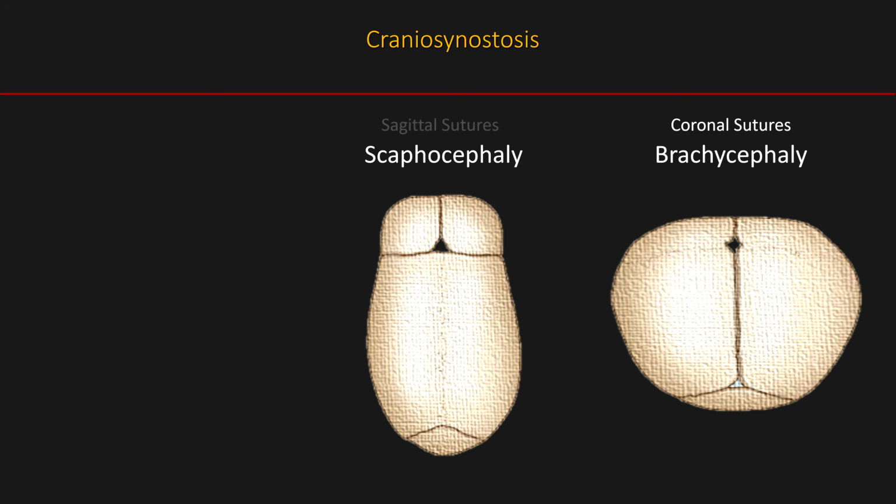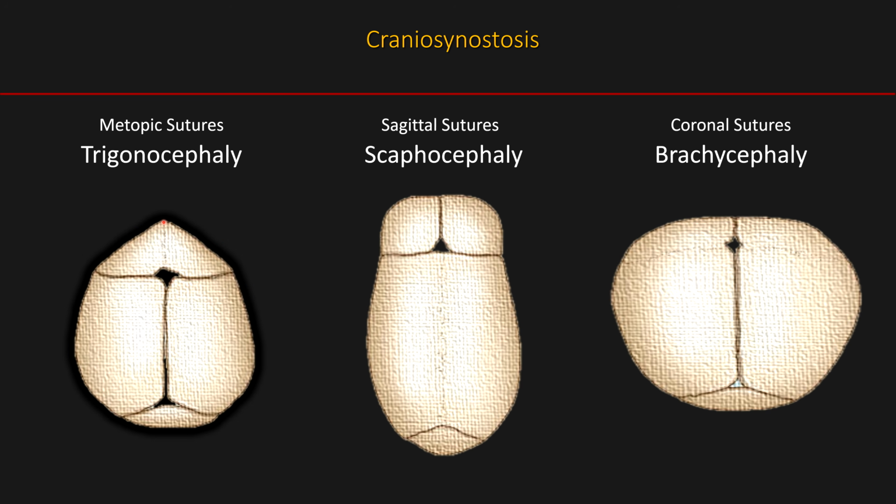On the other hand, if the fusion occurs with the sagittal suture, now the brain does not have the ability to expand in the transverse dimension. So you will elongate in the AP dimension, producing the classic appearance of scaphocephaly or dolichocephaly. For premature fusion of the metopic suture, you can have a triangular appearance, so trigonocephaly.